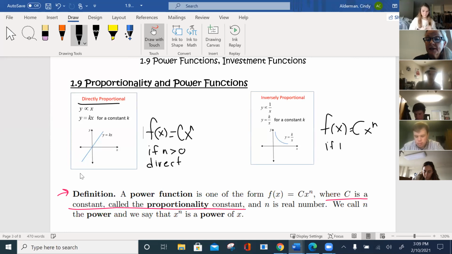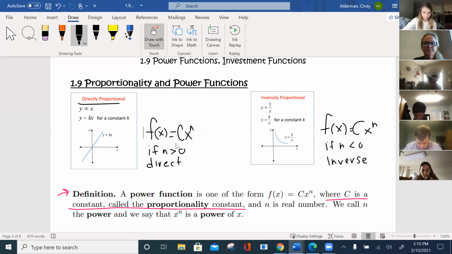And if n is less than 0, or a negative number, you're going to have inverse. I'm putting these in here because this is how you learned it back in algebra 2, right? Direct proportions and inverse proportions. Here we're saying that there is a constant of proportionality, c. The difference is whether or not the exponent is positive or negative. We're going to go over some exponent rules and you'll see why, like, where does that come in, right?